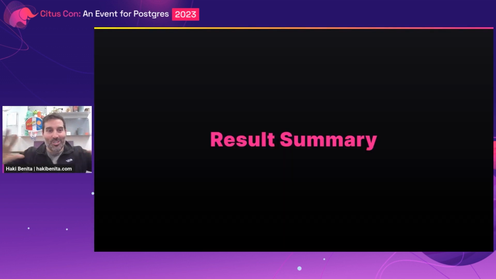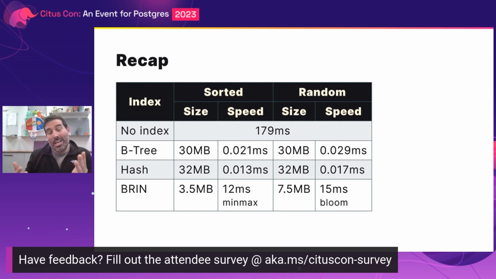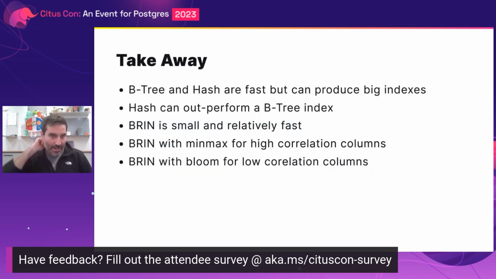So just to summarize everything, we can see that B-tree and hash produce very large indexes, but very, very fast execution times. We can see that Brin indexes produce small indexes and somewhat fast-ish, I would say, execution times, which sometimes is enough. You know, you don't have every query to be super fast. Sometimes you just want to save some storage, okay?